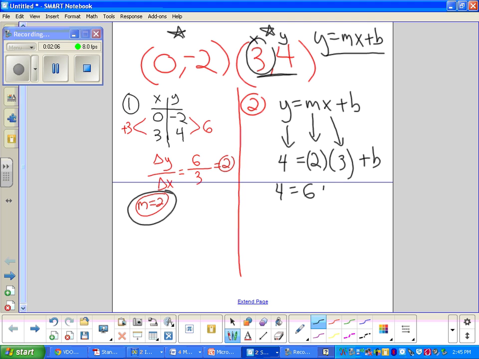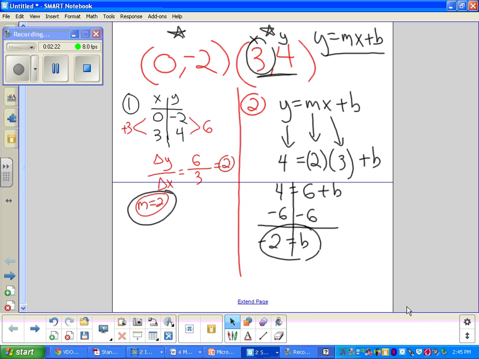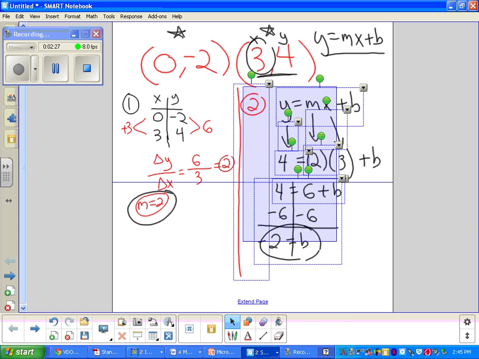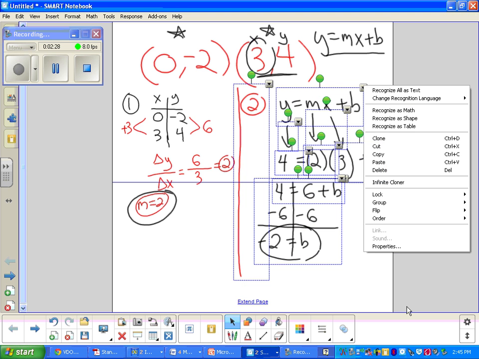2 times 3 is 6. So you have 4 equals 6 plus b. You get the b by itself. That 6 is positive, so you subtract 6 from both sides. 4 minus 6 is -2. All right, that's your b. So you have the 2 things you need. You have your y-intercept, and you have your slope.